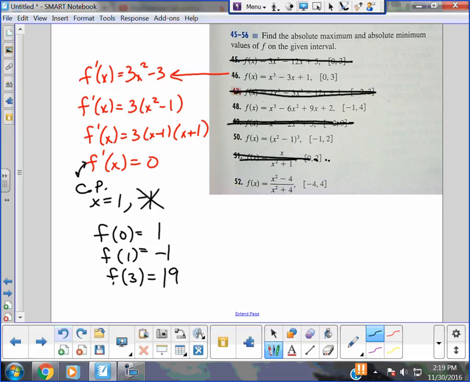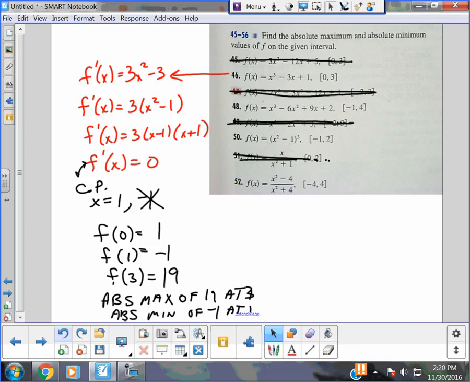This has an absolute maximum value of 19. Absolute max of 19 at 3. And it has an absolute minimum value of -1 at 1. And we just did problem 46.